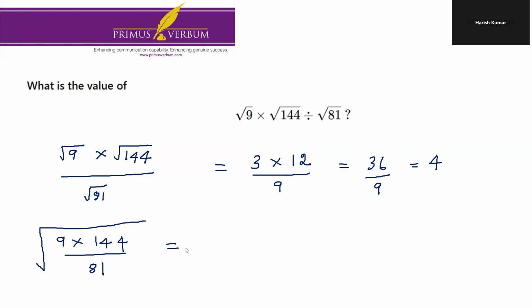Now this is going to give you a numerator of 1296 and you're dividing it by 81. Now, if you do a long division by hand, you will get 16 as the quotient. So we have to calculate root 16, which is equal to 4. So we got the same result through both the methods.